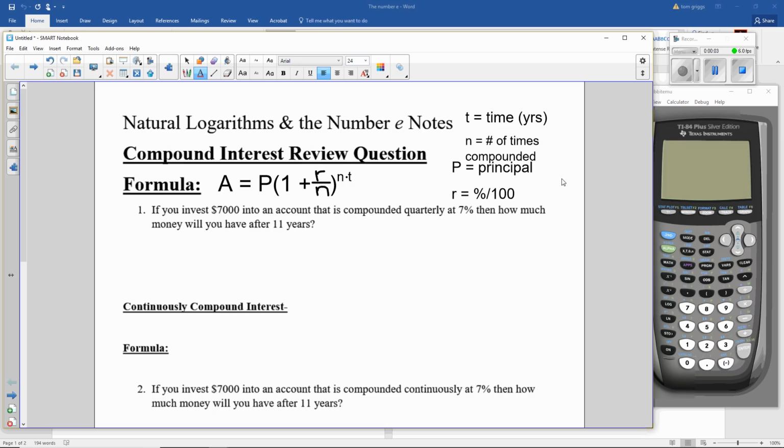This is going to close out quarter number 3. We're going to go over natural logarithms and the number e. First off, there's also a little bit of review in here: the compound interest review question.